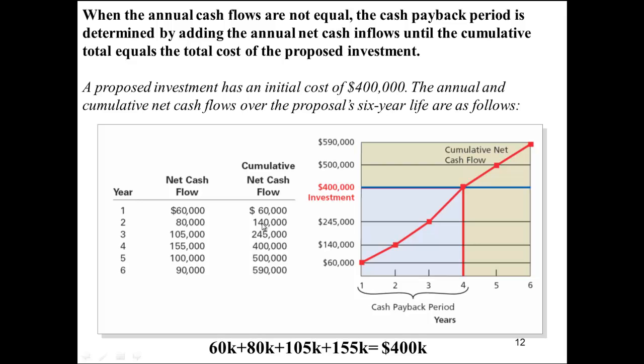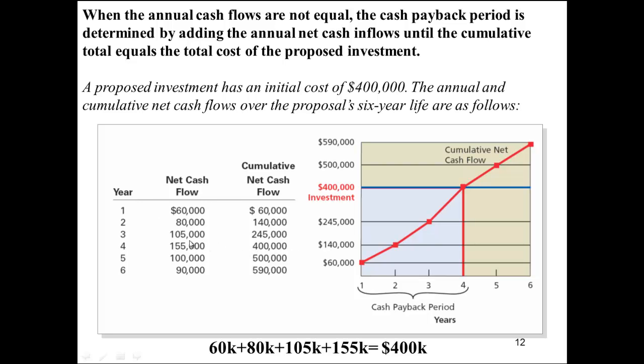The third year, we earned $105. So 60 plus 80 plus $105 equals $245. And in the fourth year, it's $155,000. So 60 plus 80 plus 105 plus 55 equals $400,000. So that's 4 years right here, isn't it? Now, if it happened to be 4.2 years or 4.1 years or 3.9 or 3.8, that's fine too, but we're given simple figures to make this easier to follow here.